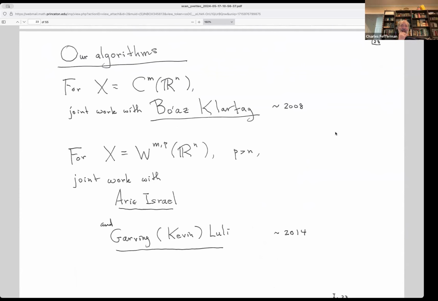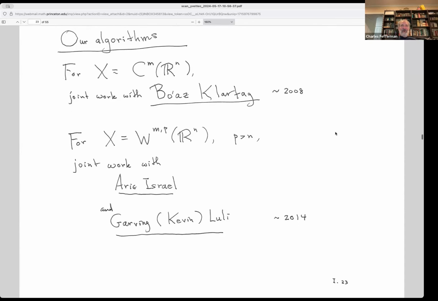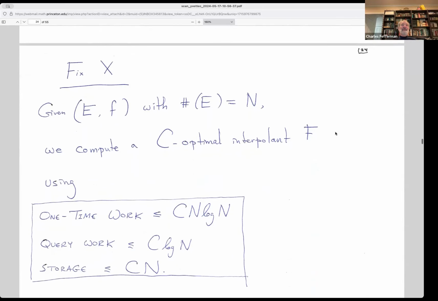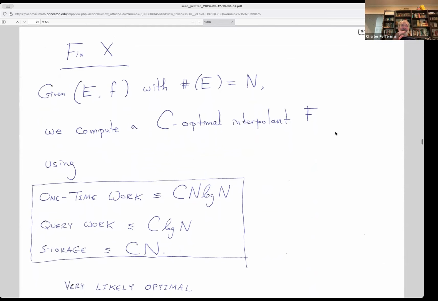When X is C^m(R^n), when that's our function space, I'll be describing joint work with Boaz Klartag from about the year 2008. I forget exactly when, roughly 2008. And when our Banach space is a Sobolev space and p is greater than the dimension n, this is joint work with Arie Israel and Garving, aka Kevin Luli. Okay, so what can we do? Fix X as above, one of the two.